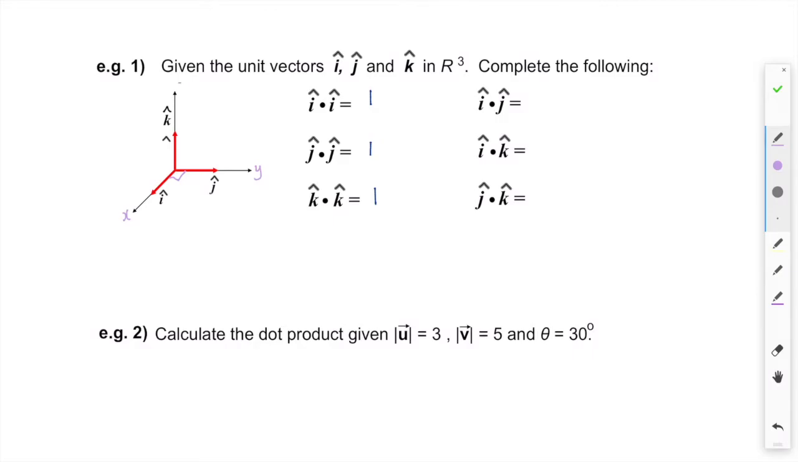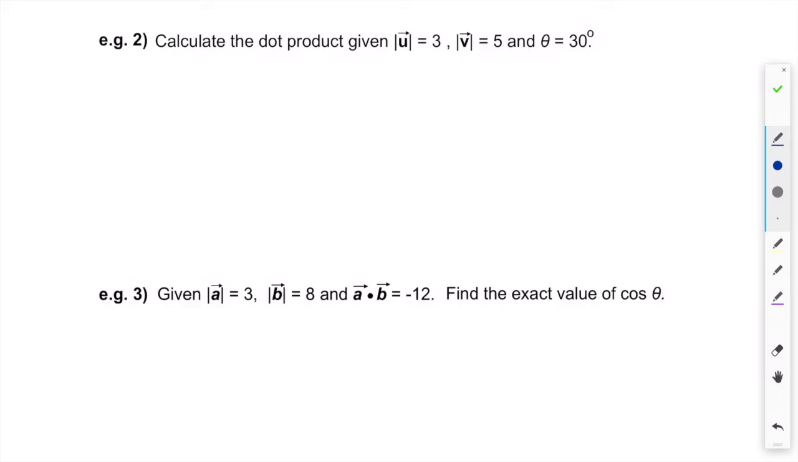Because this is the x-axis, y-axis, and z-axis. As a result, we know that any vectors that are perpendicular to each other will have a scalar product of 0. i dot k, once again, perpendicular. j dot k, perpendicular. So all zeros. Example 2.